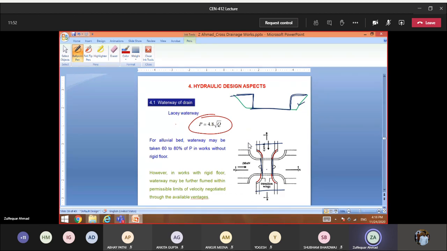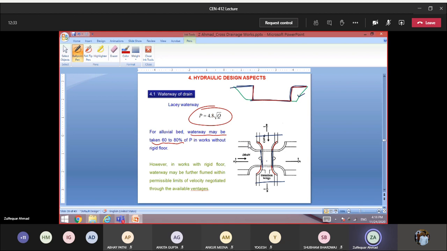So for the alluvial bed, waterway may be taken as 60 to 80 percent of the P. So if you are getting, let us say, 100 meter, you can take 60 meter or 80 meter. But the discharge intensity will increase here due to this contraction, in that case you have to provide the protection accordingly. So this is regarding what should be the waterway of the drain. And as far as the waterway of the canal is concerned, as I told you, this is being contracted, and we'll discuss that.